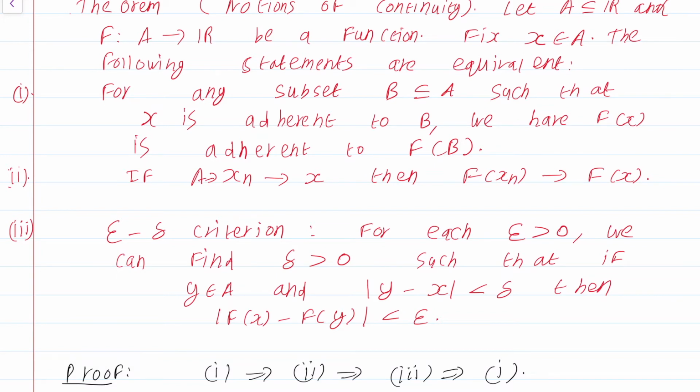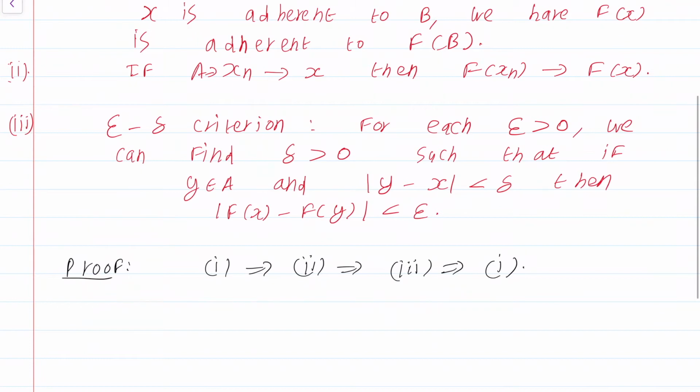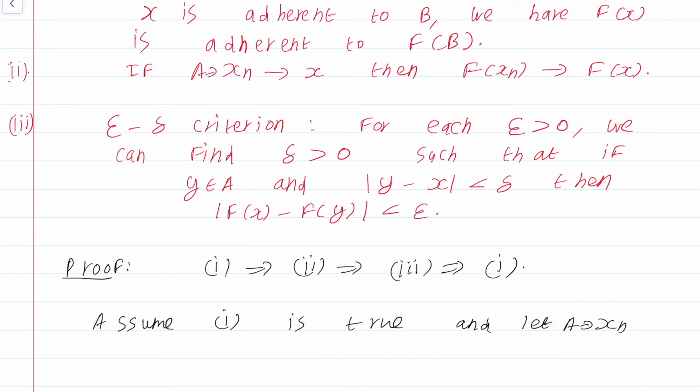Okay. So assume 1 is true and let x_n in A converge to x. We have to show f of x_n converges to f of x, right? So far all I have done is rewrite the thing that I am supposed to do.